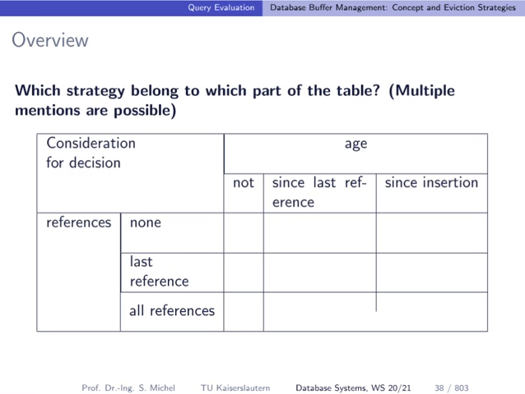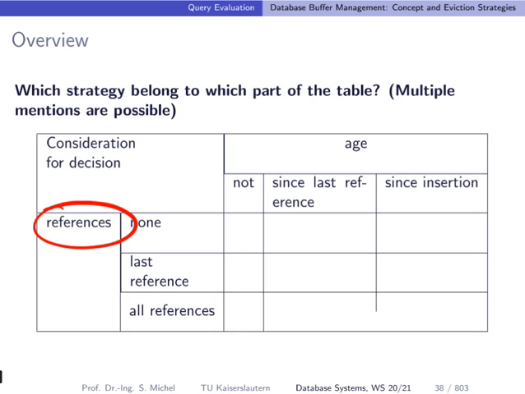So now we have seen quite a bunch of strategies for buffer replacement or buffer management, and we can go ahead and say how we can classify or group these strategies into categories. In the very beginning, we mentioned that there were 2 criteria that can be used to classify these strategies. One was the references.